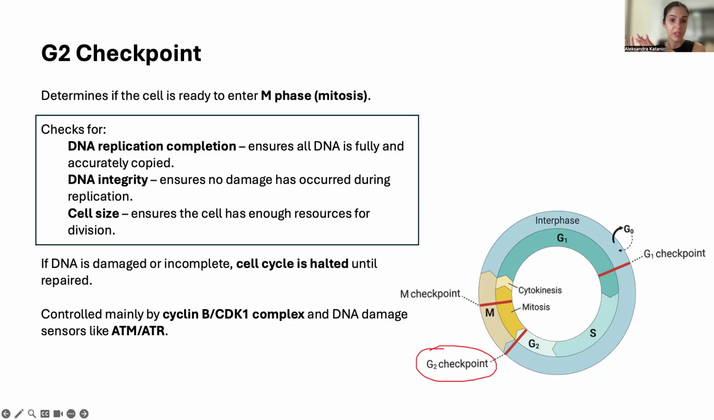If DNA is damaged or incomplete, the cell cycle is halted by the G2 checkpoint until it's repaired. This is controlled by another cyclin CDK complex and DNA damage sensors.